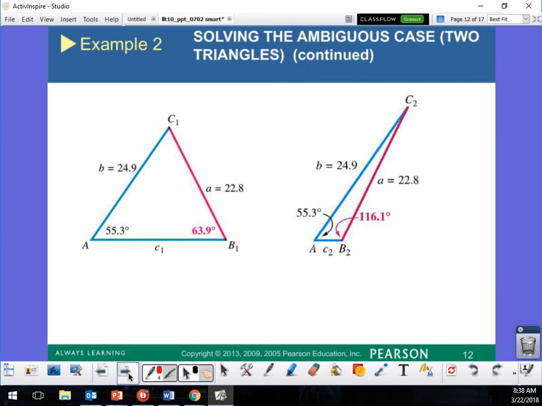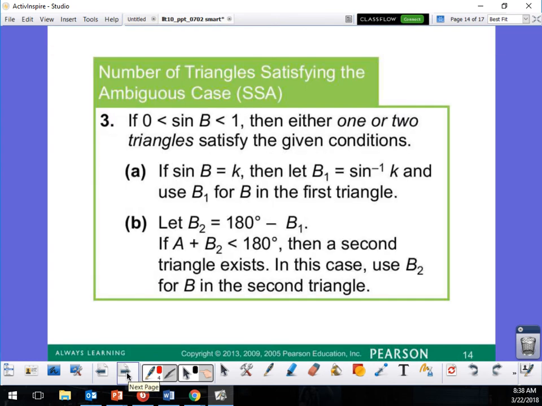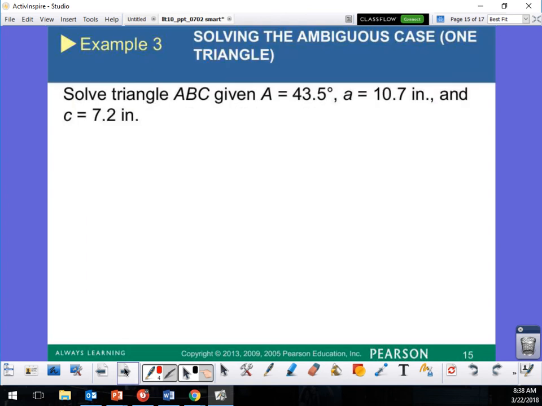Yes? Okay, so when we do another practice problem, hopefully it'll help out. And there it is right there.